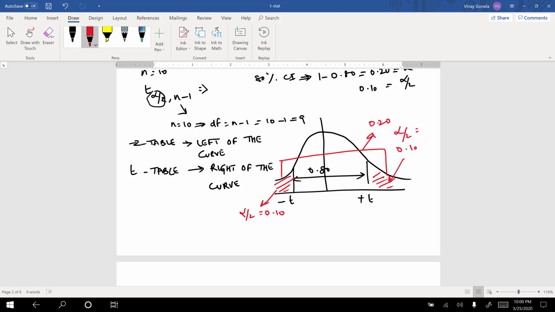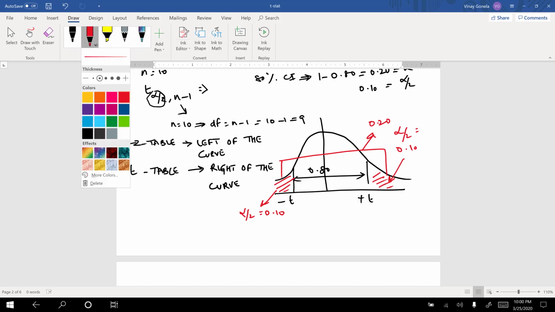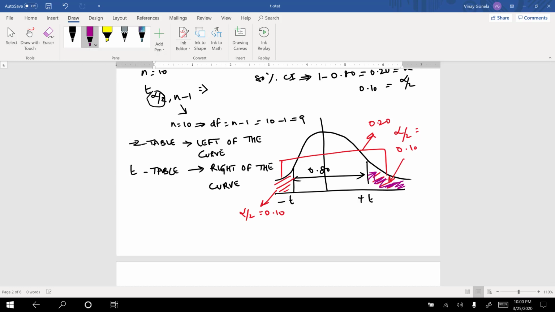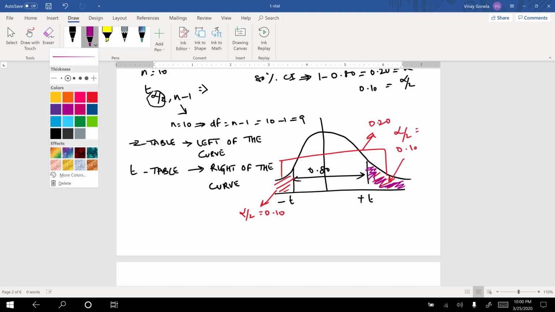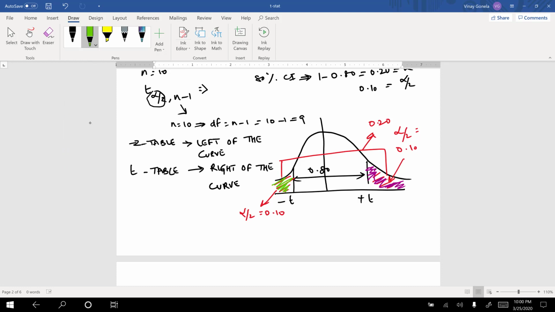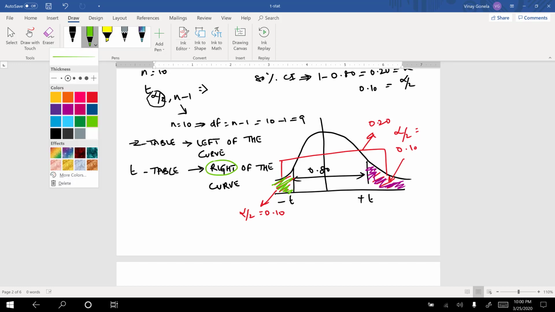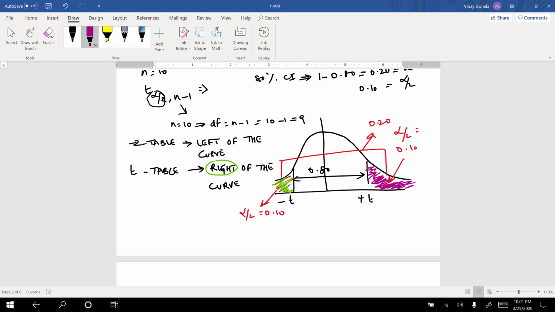So now when we see our t table, it's going to give this area. In z we used to get the left of the curve, but now t is going to give the right of the curve, this whole area. Because the curve is symmetrical, if I get this value, the negative of that t would be this value. So that's how we are going to interpret it.